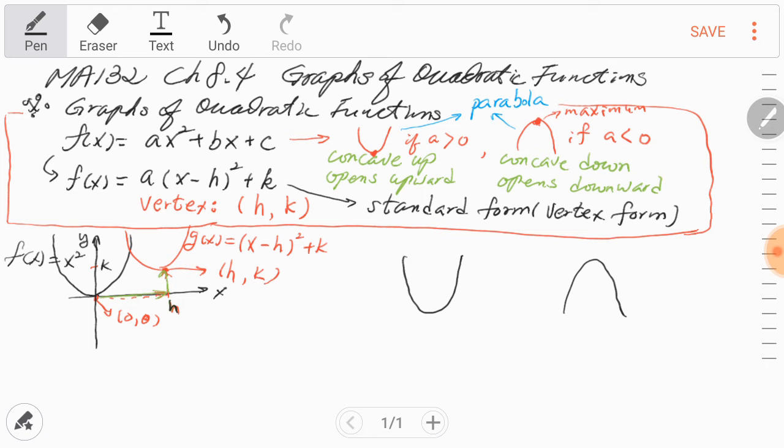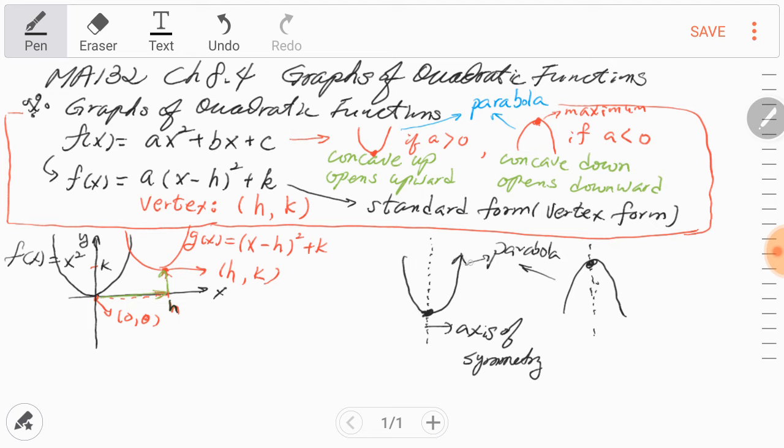So the graph of the quadratic function is called a parabola. And they are symmetric across the vertical line. This is called the axis of symmetry. And the axis of symmetry is a vertical line passing through the vertex. Okay, and then the graph opens upward.